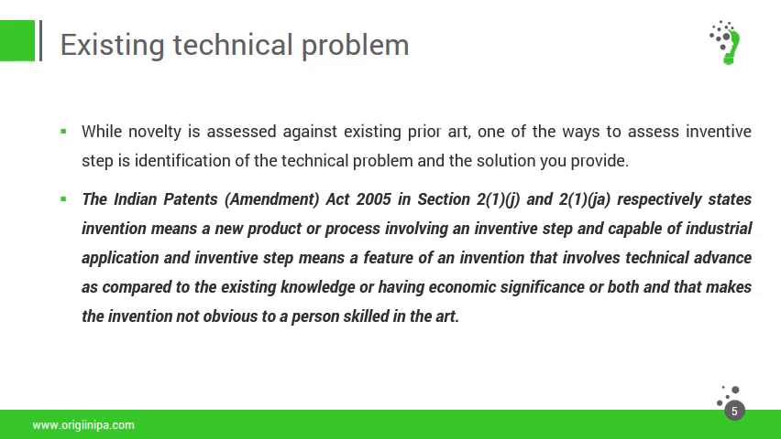The Indian Patents Act 2005 in Section 2(1)(j) and 2(1)(ja) respectively states that invention means a new product or process involving an inventive step and capable of industrial application, and inventive step means a feature of an invention that involves technical advance as compared to the existing knowledge or having economic significance or both, and that makes the invention not obvious to a person skilled in the art.